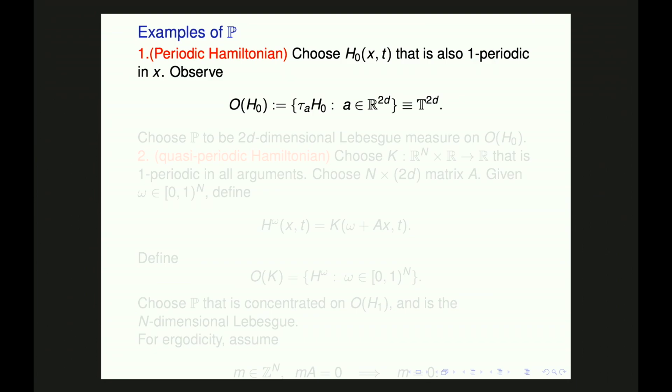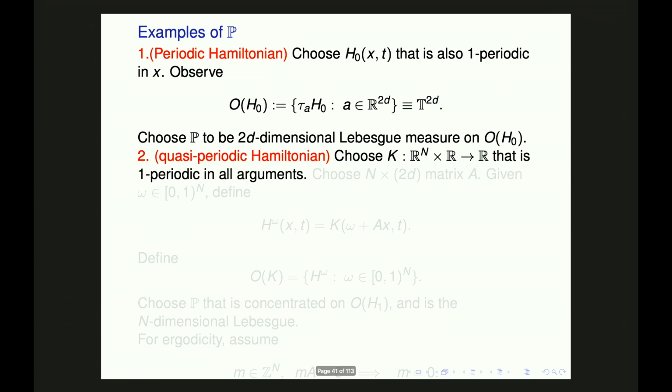And you can put the Lebesgue measure here, and that gives us an example of a stationary process on the space of Hamiltonians. Though the support of this probability measure that I have in mind here would be simply the translates of h0. And this is kind of like as if you're not dealing with a random situation at all. So let me make it more sophisticated.